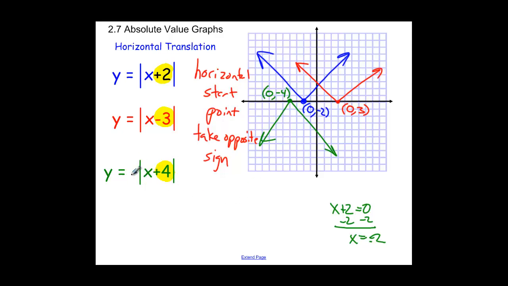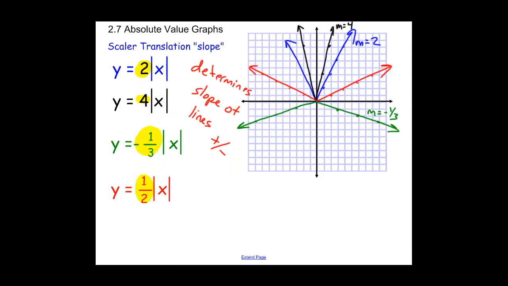Notice this one here in the green, we have a negative, so it's flipped upside down, and we have x plus 4. So you take the opposite of that. Again, the number on the outside is vertical translation. The number on the inside is horizontal translation. I should say transformation, I'm sorry. Horizontal transformation, and it's, again, the opposite sign.